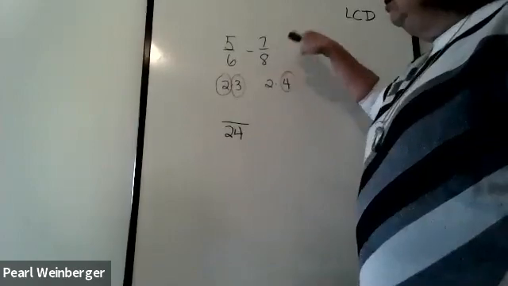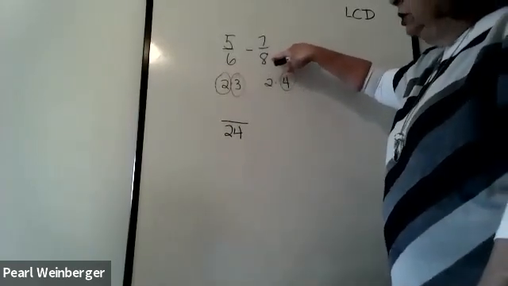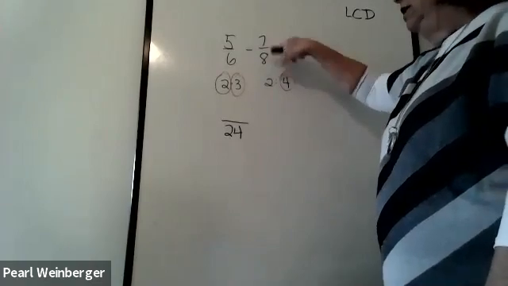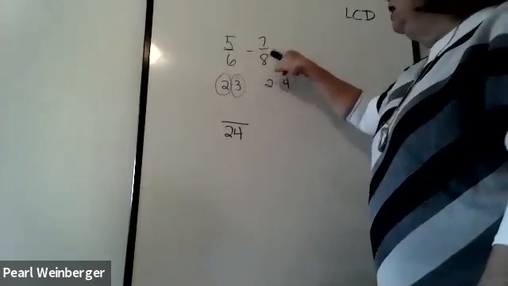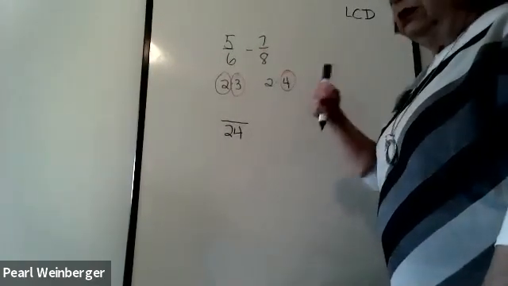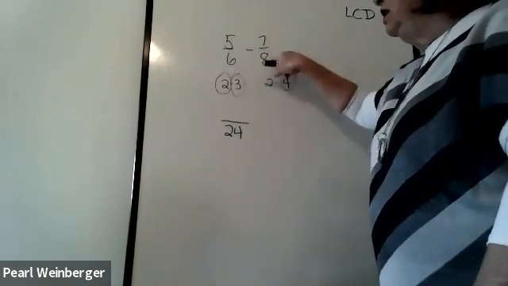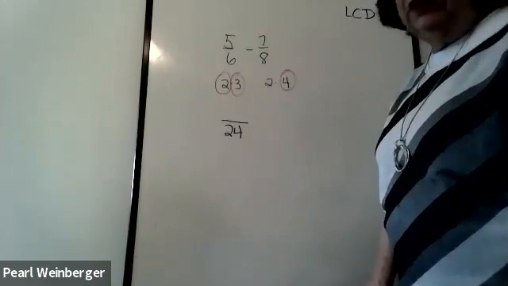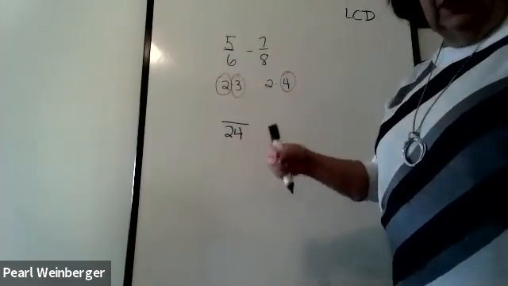24 will be your LCD, your least common denominator. Now, there is another way you could do it when you just have numbers. You could just take the larger number, the 8, and say, does 6 divide into 8? No. So let's do 8 times 2, that's 16. Does 6 divide into 16? No. Then do 8 times 3 is 24. Does 6 divide evenly into 24? Yes. Therefore, 24 is your least common denominator.